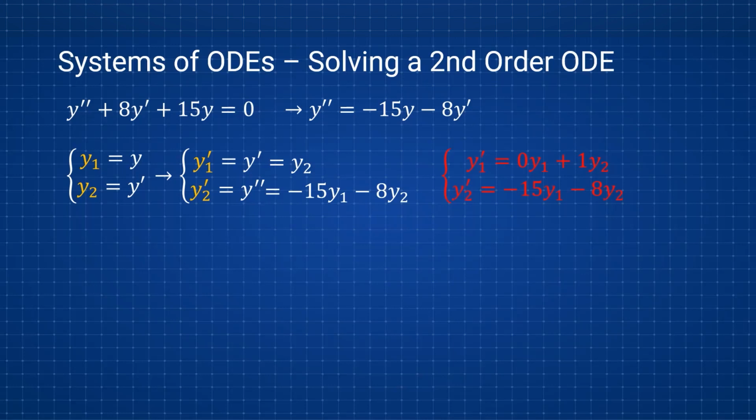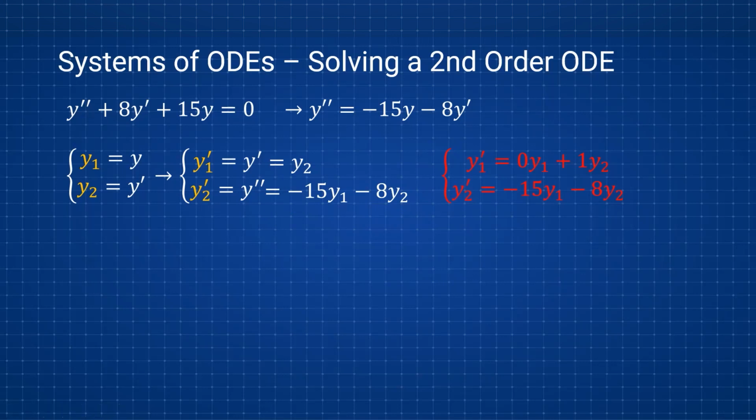As you can see, we have y1 prime equals 0 y1, because in my original equation there are no y1's present, there's only a y2. So that's why we only have plus 1 y2. And then in my second equation, y2 prime, we have negative 15 y1 minus 8 y2. So that is my system of equations.